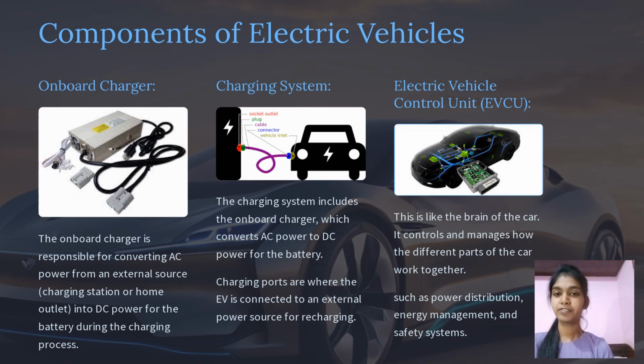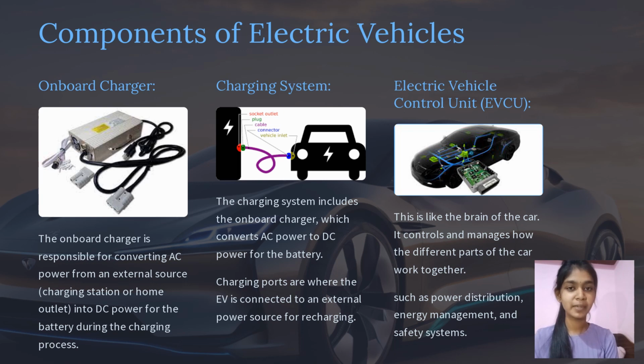So next we have the onboard charger. It basically converts AC power from an external source into DC power for the battery during the charging process. The charging system includes the onboard charger, which converts AC power to DC power for the battery. Ports are where the EV is connected to an external power source for recharging.